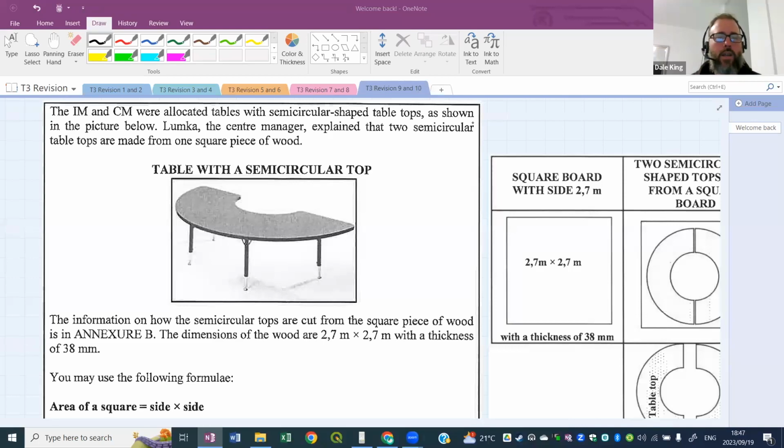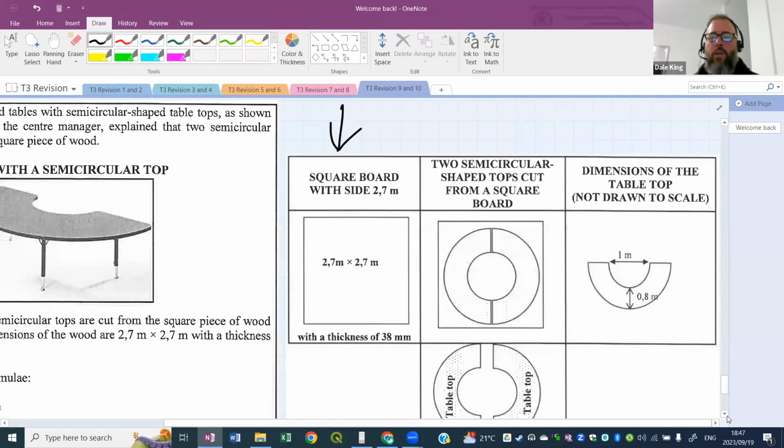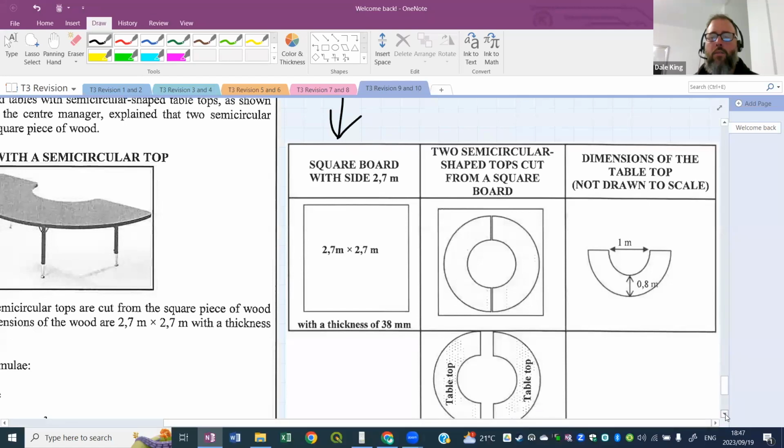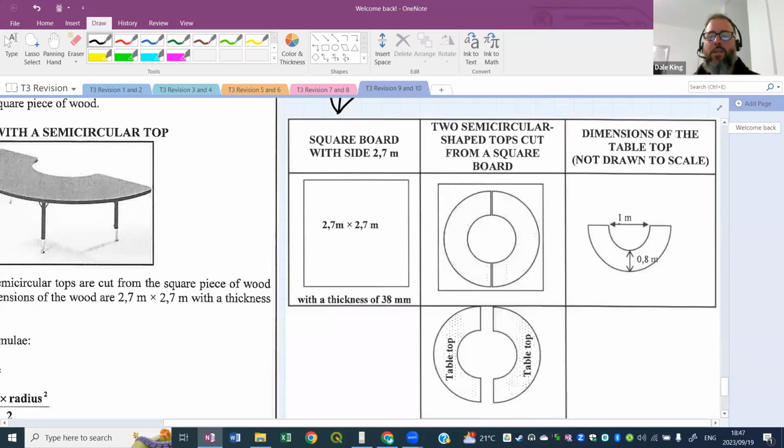All right. Now we're reading over here the second paragraph. The information on how the semicircular tops are cut from the square piece of wood is in Annexure B. So here on the right-hand side here is Annexure B. I will show you that now. The dimensions of the wood are 2.7 meters by 2.7 meters with a thickness of 38 millimeters. All right. You may use the formula area of a square equals side times side.